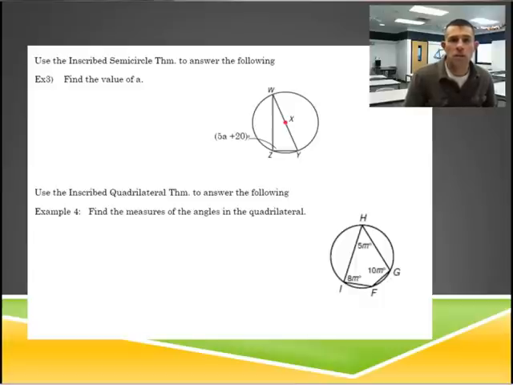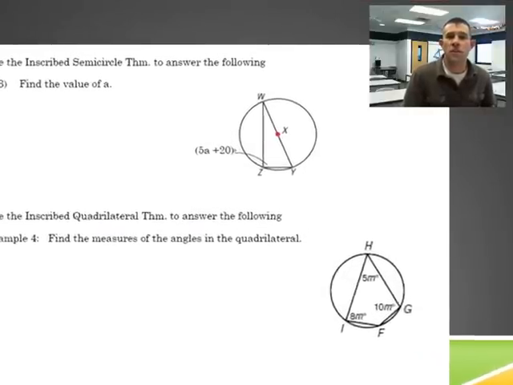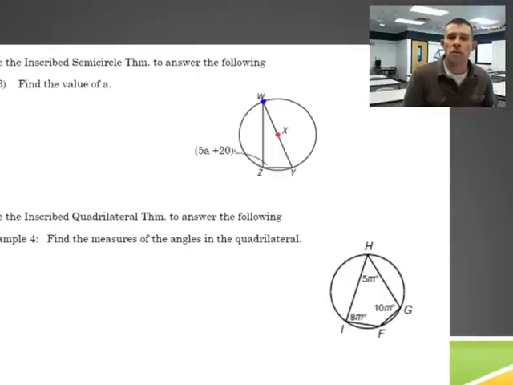In our next two examples, we see that we're going to use the inscribed semicircle theorem. It says to find the value of A. Well, if I look at the picture, I see that my diameter, WY, goes through the center of my circle, and I have an inscribed angle, Z, and it goes through the endpoints of that diameter. Therefore, it inscribes this semicircle. And because it inscribes that, it must be half of that semicircle, which would be half of 180. So therefore, this angle measure WZY must be equal to 90 degrees.